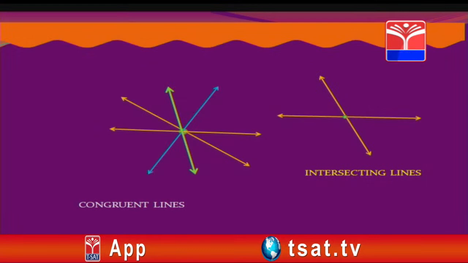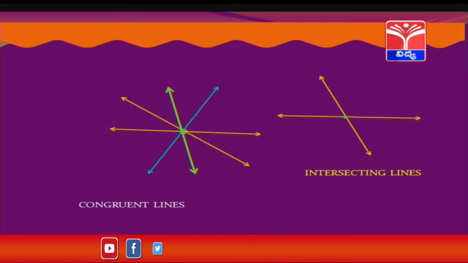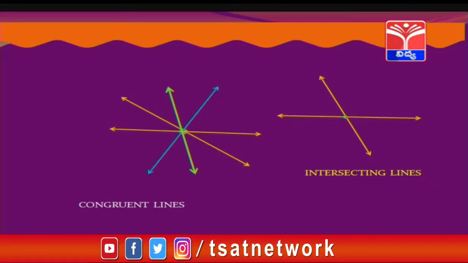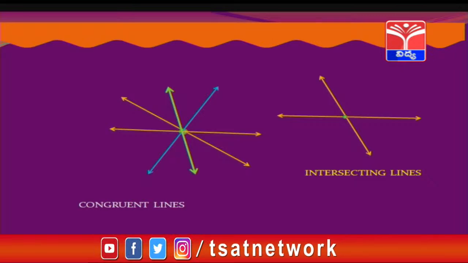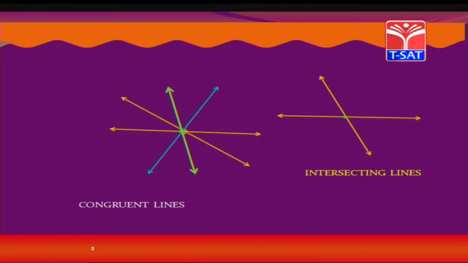So, here you see two kinds of lines. If you take a point, how many lines can be drawn passing through a point? I have drawn how many lines? 1, 2, 3, 4. Okay. Can you draw more? Yes, we can draw many more lines which can pass through a point. These lines are called concurrent lines. If two lines cross, they are called intersecting lines.